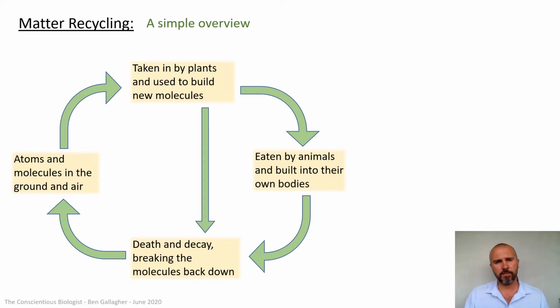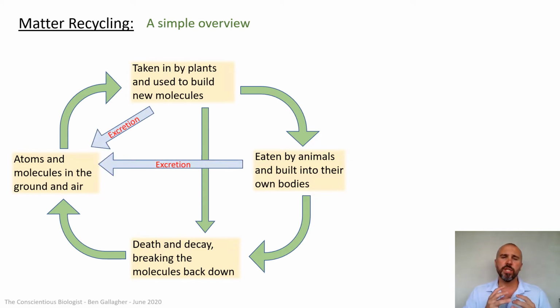Now, there's just a couple of extra arrows we need to add on here, and this is from the plants and the animals, which is excretion, okay? Because the plants will be excreting some of their atoms back out. For example, if the plant is doing photosynthesis, it gives off oxygen, so it's excreting that oxygen back out into the atmosphere. If animals are doing respiration, they're going to be breathing out, so excreting the carbon dioxide back out into the atmosphere.